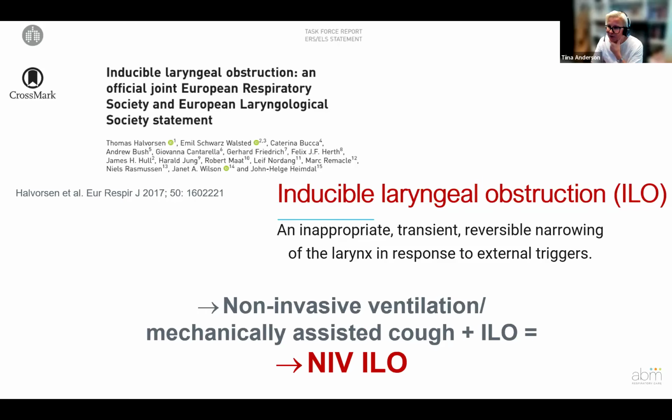A task force group from the European Respiratory Society and European Laryngological Society published a statement in 2017 where they describe a condition called inducible laryngeal obstruction, which is an inappropriate, transient, reversible narrowing of the larynx in response to some external triggers. It can be, for instance, exercise, like exercise-induced laryngeal obstruction, or like here, non-invasive ventilation or mechanically assisted cough that triggers a narrowing of the larynx, NIV-ELO.